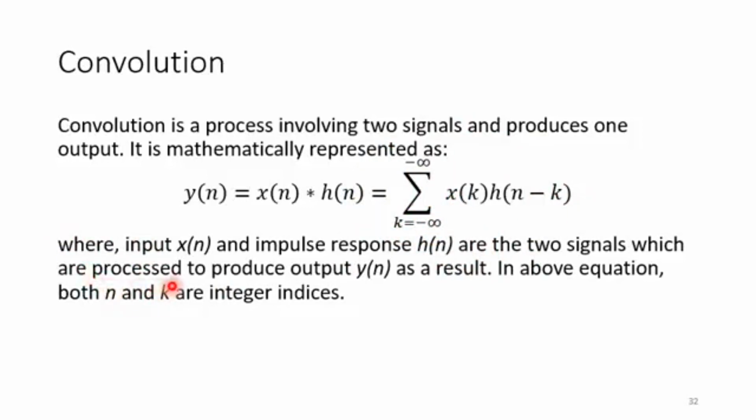Let's look at the definition first: the input x[n] and the impulse response h[n] are the two signals which are processed to produce the output y[n] as a result. In the above equation, both n and k are integers. So here you see n and here you see k. We will look at what n and k are and why they are being used. The point to remember is that if you know the input signal and the impulse response of any system, then you can convolve these two to find the output.